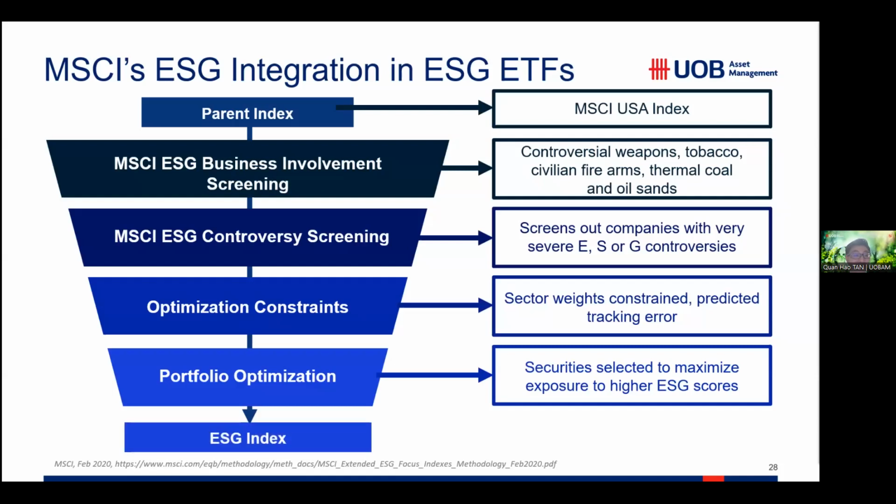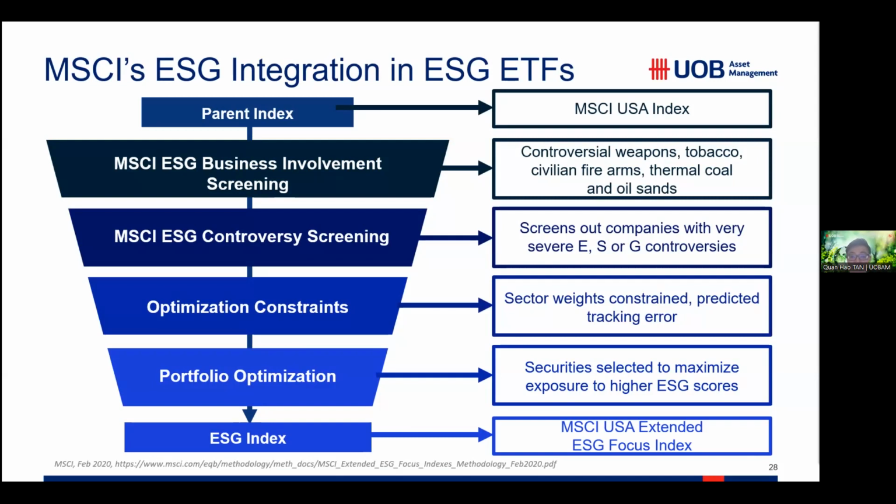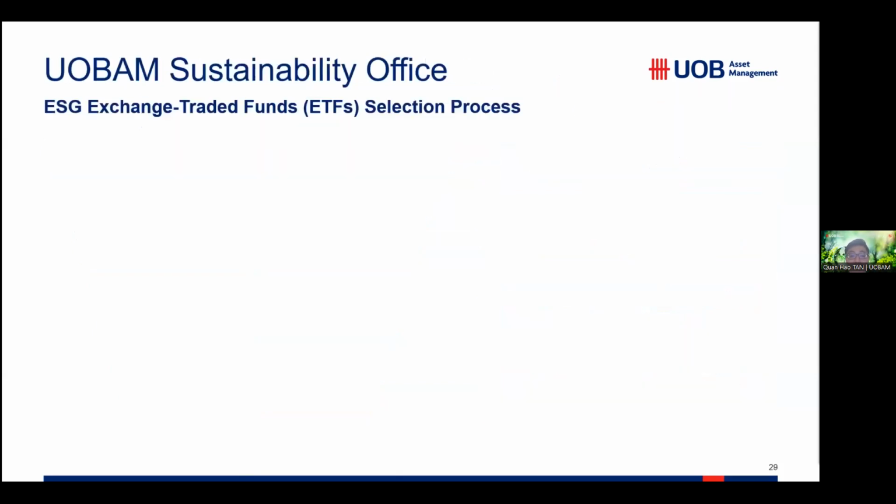For the case of the MSCI USA index, the US geography ESG index is the MSCI USA Extended ESG Focus Index. So it's quite a mouthful. But the long story short is that MSCI essentially incorporates ESG consideration into the construction of this index. This is done by incorporating the business involvement and controversy screening and maximizing for higher ESG scores. The ESG ETFs then replicate such indexes. So likewise, the ESG ETFs incorporate ESG considerations as well. So the Global Impact Portfolio gives investors exposure to funds and ETFs that integrate such ESG consideration.